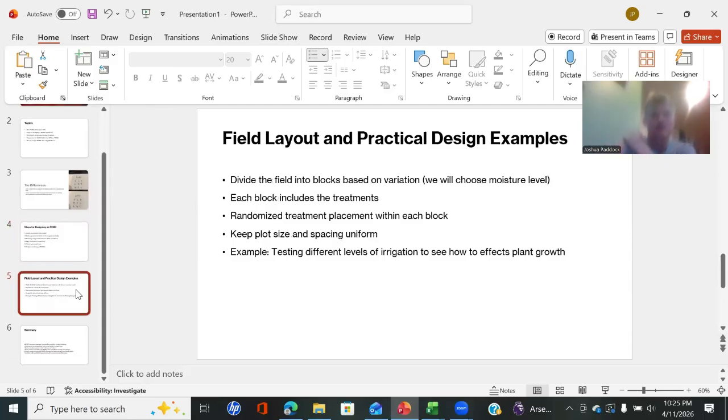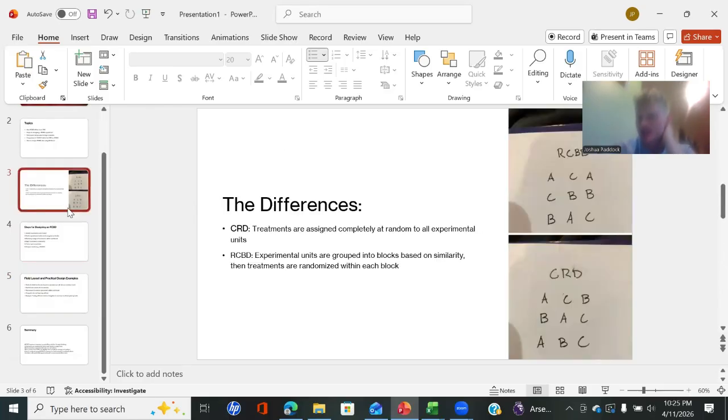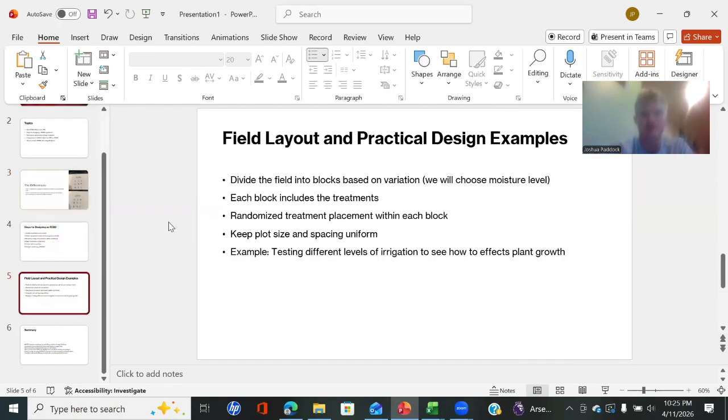Field layout and practical design examples. Divide the field into blocks based on variation. So kind of like those pictures I showed you. Each of those is a block, and then you have three, I guess, replications in each block, like A, B, C. Each block includes every treatment. So A would be a treatment, B would be a treatment, and C would be a treatment.